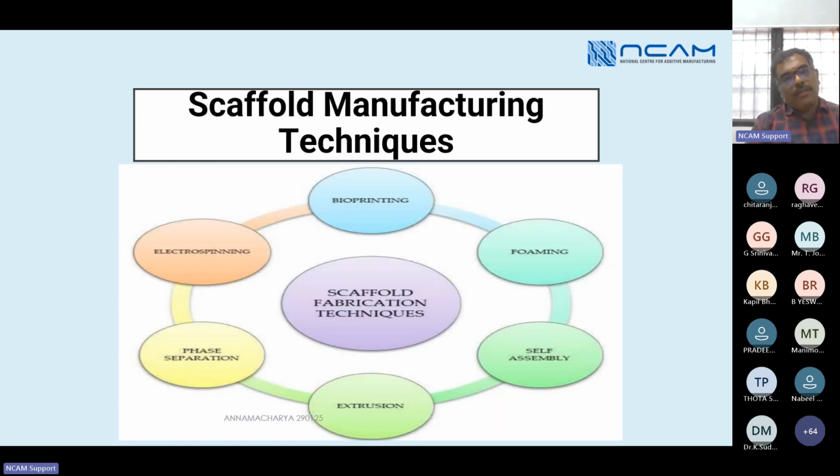If you see, there are bioprinting, foaming, self-assembly, extrusion, phase separation, electrospinning. So these are the regular scaffolding fabrication techniques, what we call them. And if you see, popularly these days, electrospinning is very popular, where the syringe holds the polymer solution, and then the nozzle prints, and the polymer fiber is layered on the plate, and that will be a non-woven type.